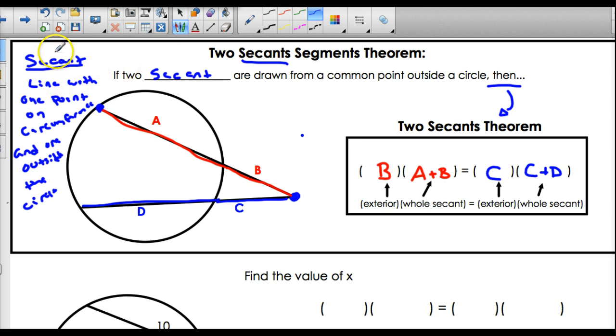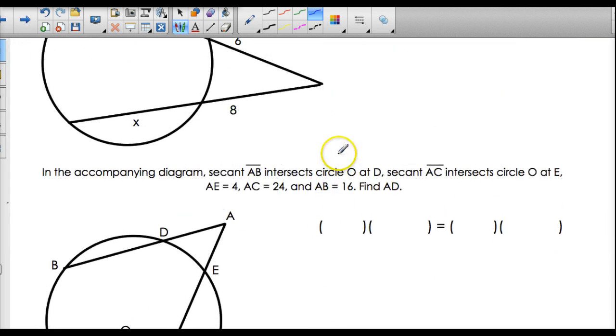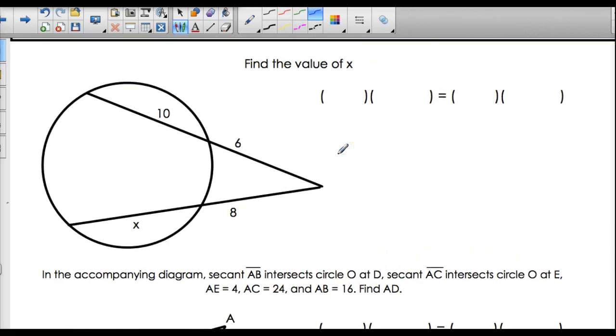And why am I even telling you the definition? Well, when you're trying to figure out which formula you're going to use, you should probably figure out first, are these secants, are these chords? And if you see two secants, like we do here, then we know we should use the two secant theorem. So let's give this one a shot. And like I said, if you know which formula to use, it's just plug it on in.